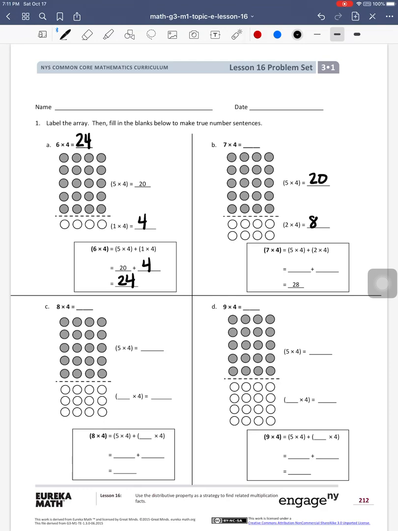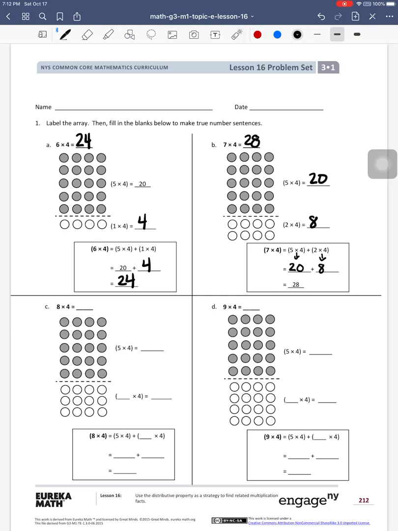So we know that 5 times 4 equals 20, so we're going to write that here. And we know that 2 times 4 equals 8. And that's how we got 28. So 7 times 4 equals 28, and we'll write that up here.